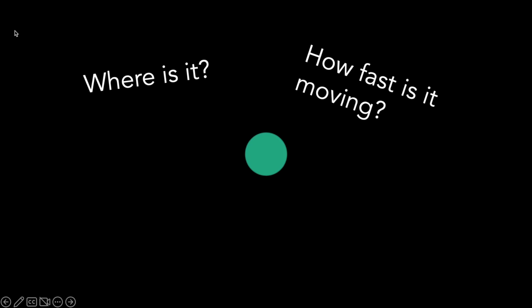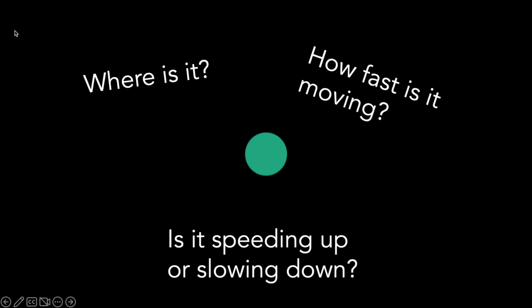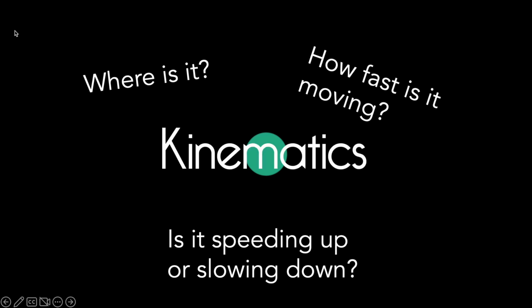We call that the position. We can know how fast it's moving. We call that the velocity or the speed, the technicality we'll talk about later. And we can know if it's speeding up or slowing down. We call that the acceleration. The study of all of these things is called kinematics.